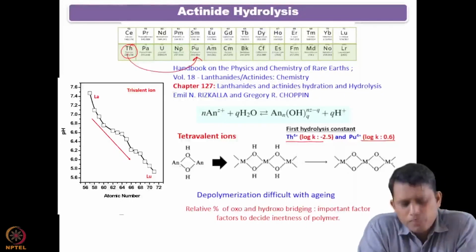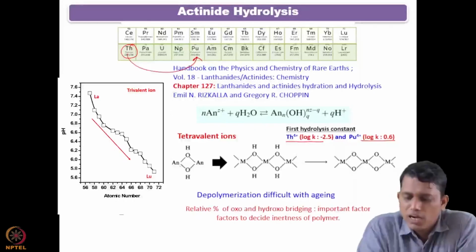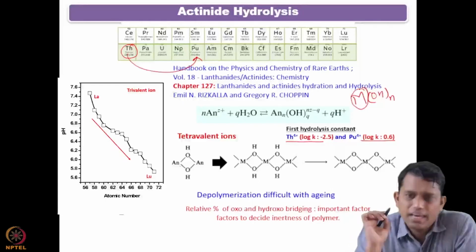So when we talk about hydrolysis for the normal trivalent, or maybe you can say pentavalent and hexavalent, pentavalent mainly, they are forming a kind of complex which we say is the MOH complex, which you can say is mononuclear, or with only one metal ion.